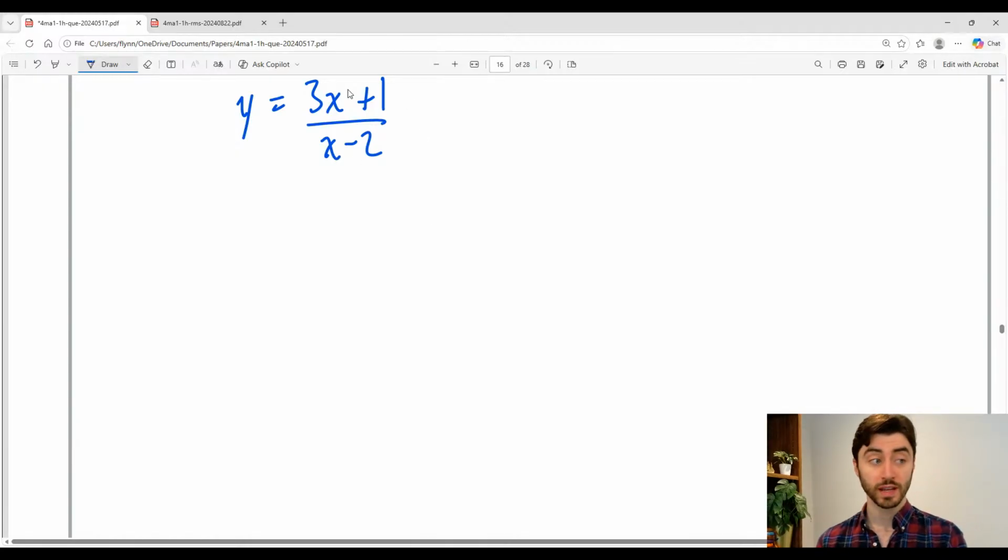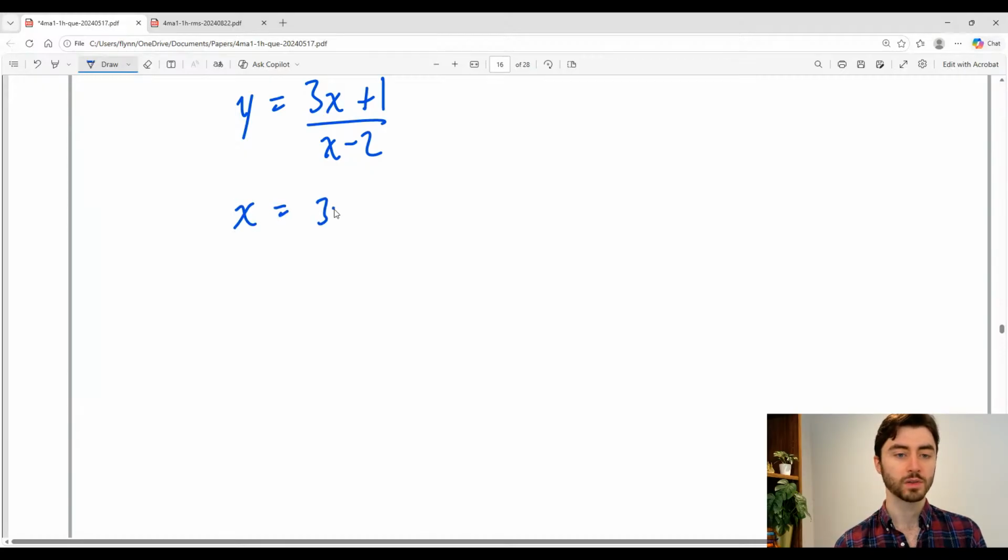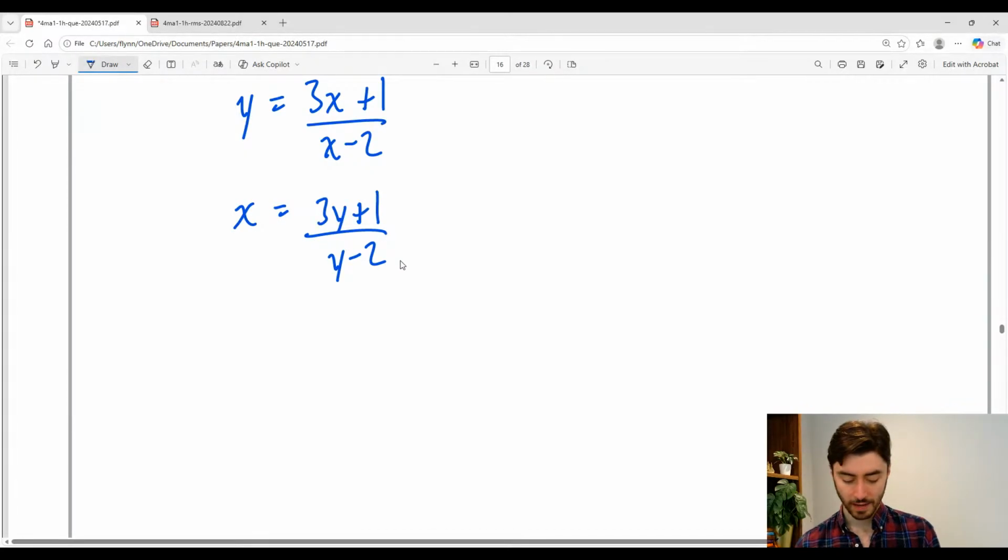In general, to find inverse functions, you swap round your x and y. So x is equal to (3y plus 1) all over (y minus 2). And I'm going to make y the subject of that new equation.